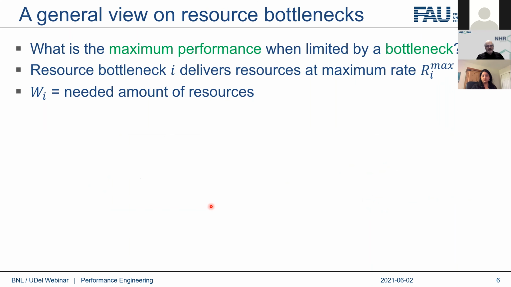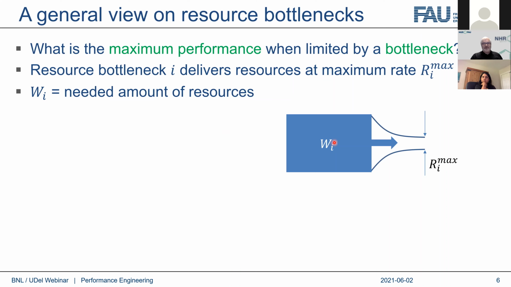Okay, in order to make this a little bit more mathematical, just slightly, a general view on used resource bottlenecks. What is the maximum performance when limited by a bottleneck? That's our main question. So we think about bottlenecks, and each of those bottlenecks can deliver a resource at some maximum rate. So bottleneck number i can deliver a resource at a maximum rate, Ri max. Now, if I want to utilize this bottleneck, I want a certain amount of resources, which I call Wi. And then I know the amount of resources, and I know the rate at which they can be delivered.